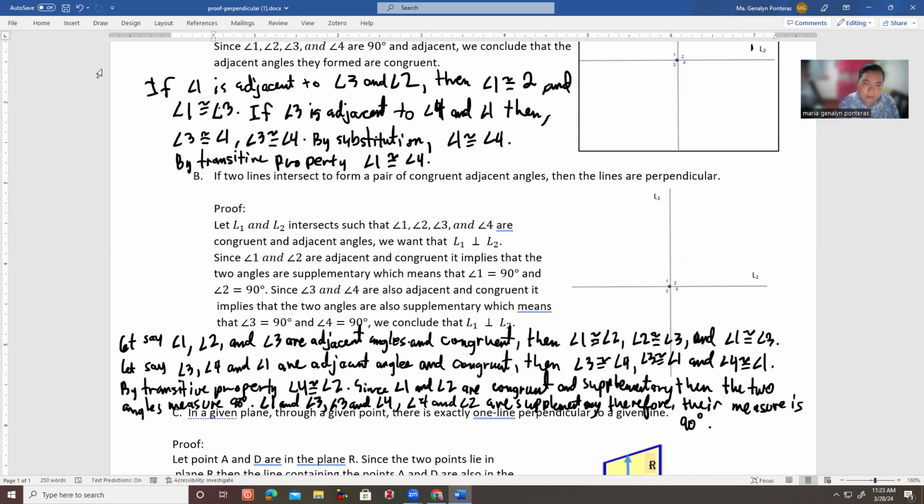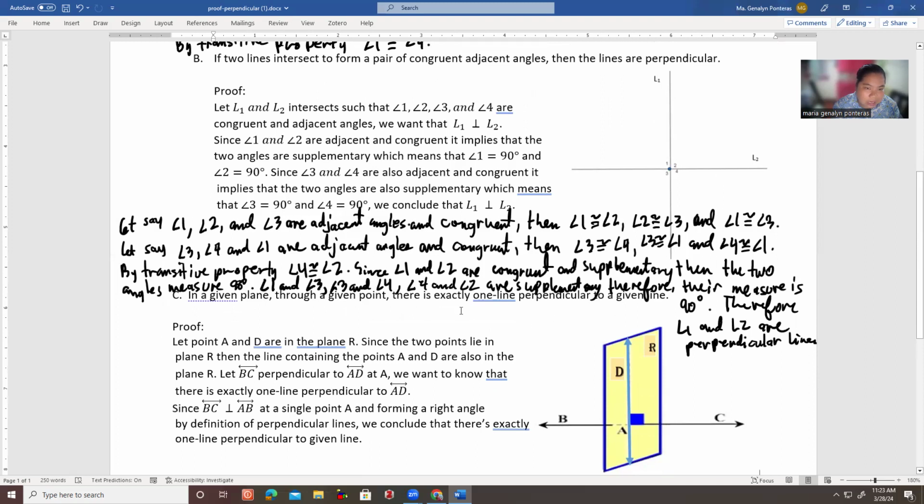So to sum up, if all of them measure 90 degrees, then the two lines they form are perpendicular lines. Therefore, I can say line 1 and line 2 are perpendicular lines, by the definition of perpendicular lines. And I think it's enough. Okay, next.